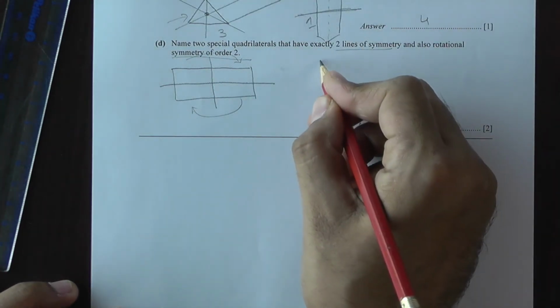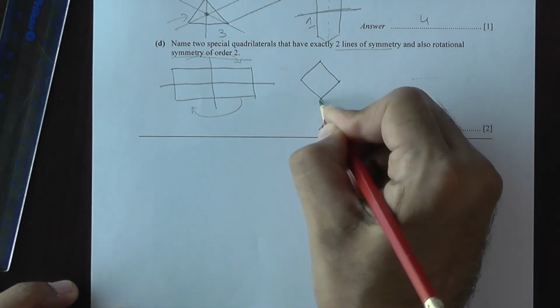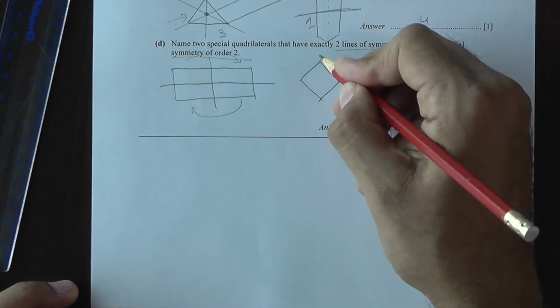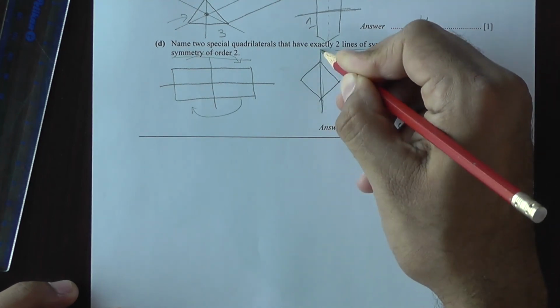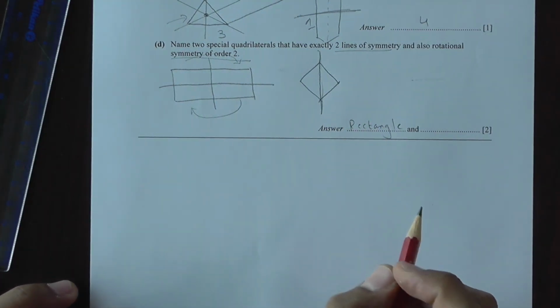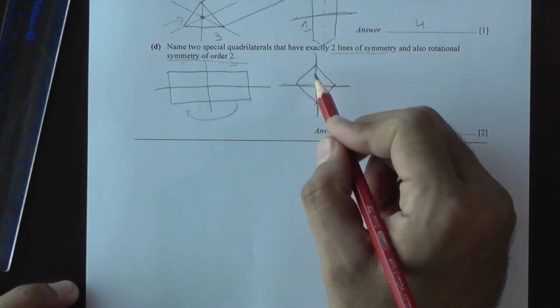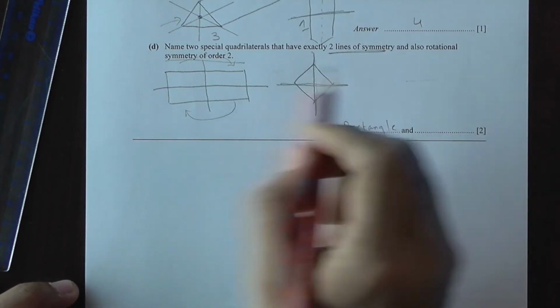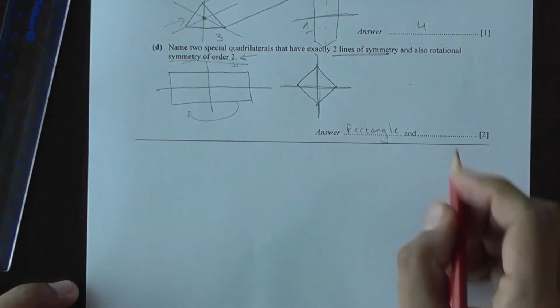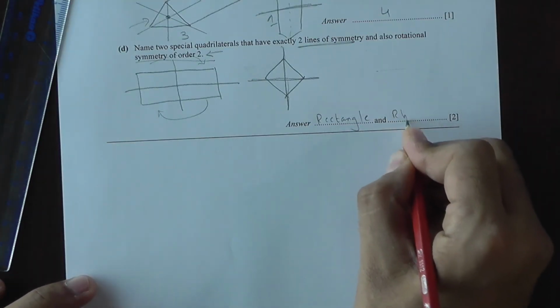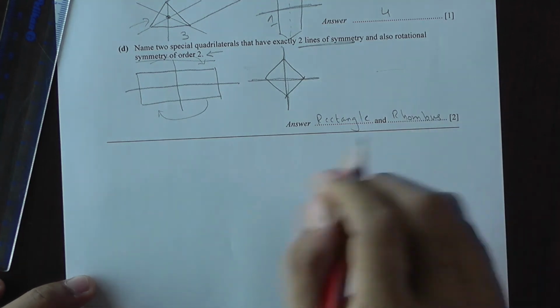So if I draw another shape like this, this is a rhombus. I have a line of symmetry that goes through the center, that's vertical like this, and then another line of symmetry that goes through the center, that's horizontal. So this also has 2 lines of symmetry and a rotational symmetry of order 2. So my second shape would be a rhombus. And we are done with the question. I hope this question made sense.